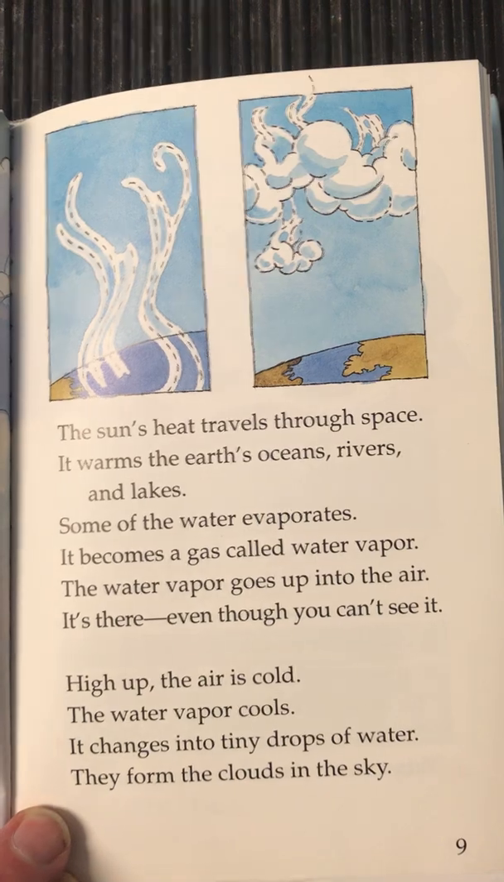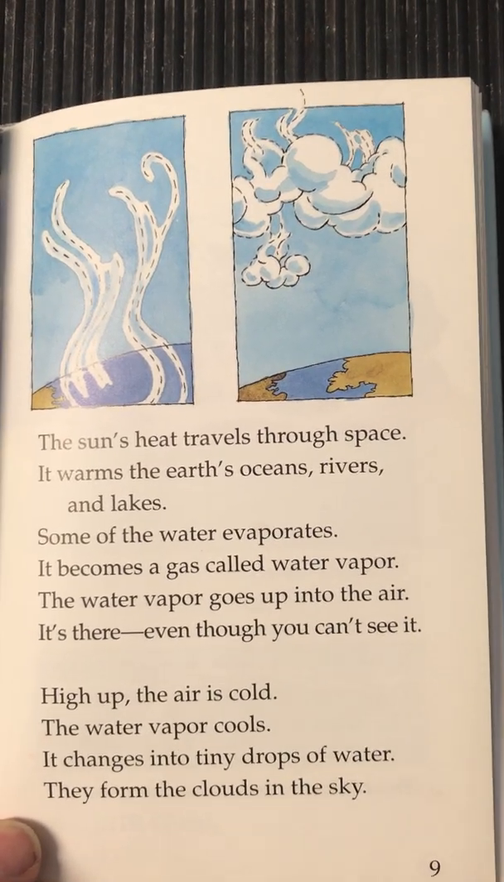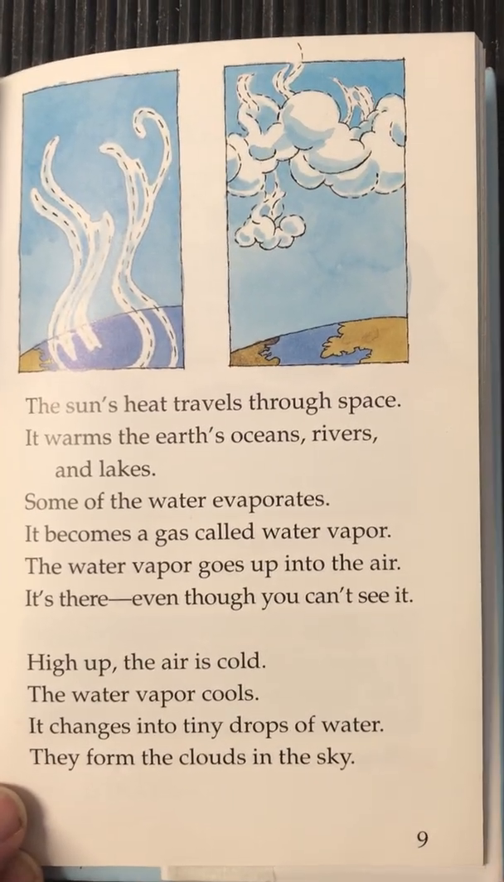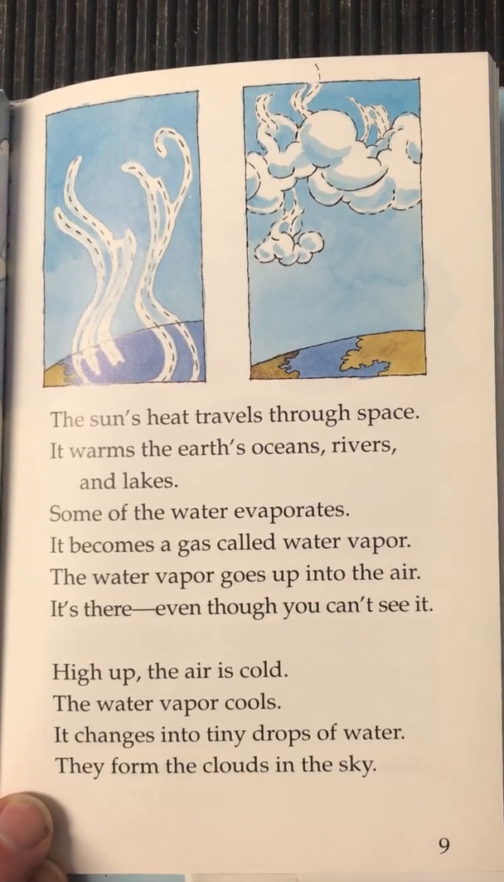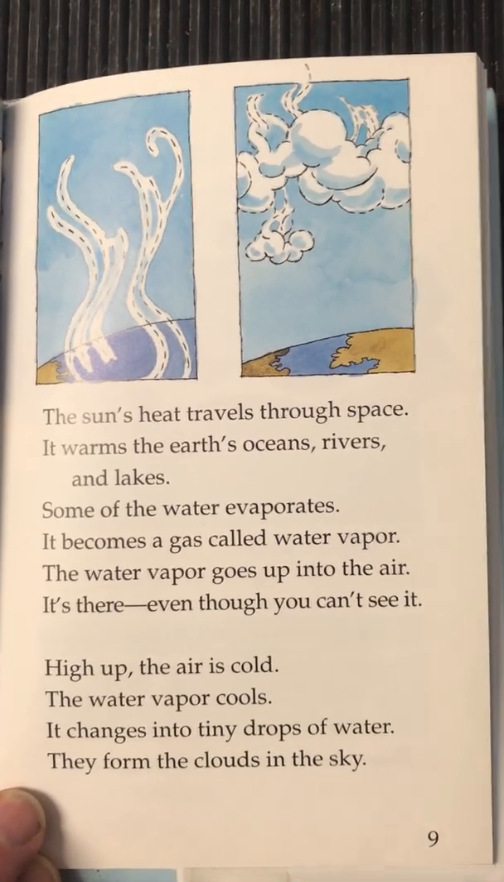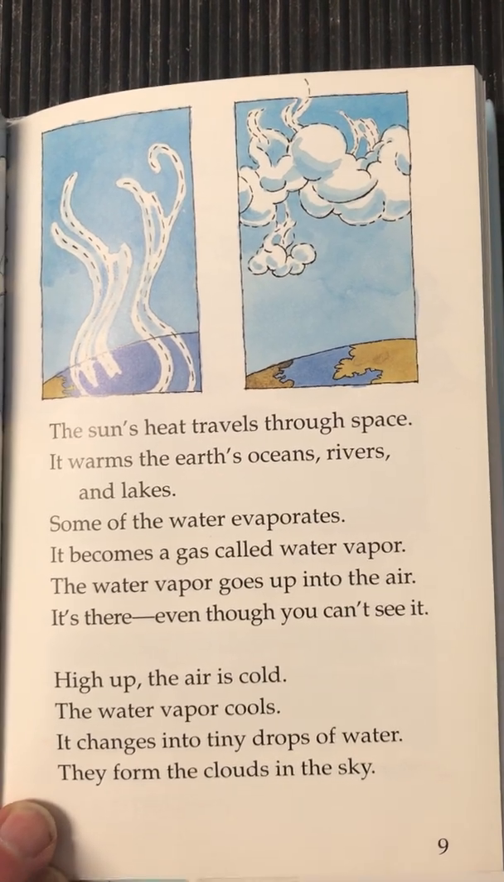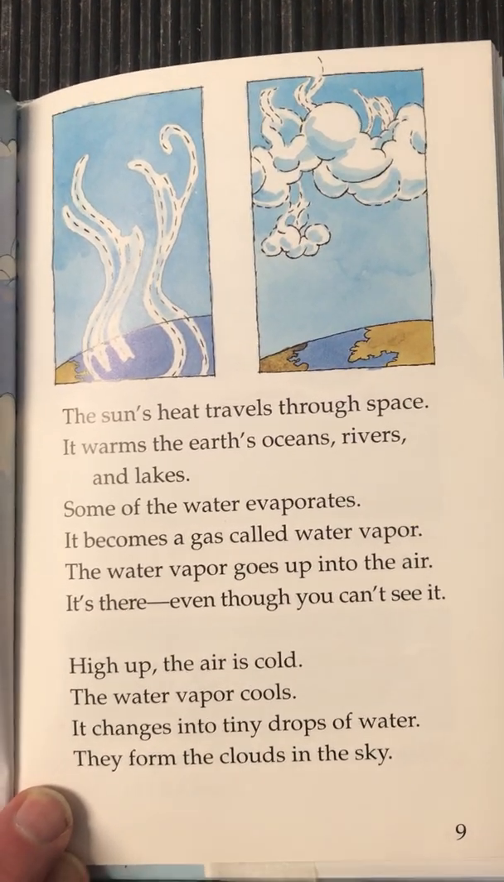What makes the clouds? The sun's heat travels through space. It warms the Earth's oceans, rivers, and lakes. Some of the water evaporates. It becomes a gas called water vapor. The water vapor goes up into the air. It's there even though you can't see it.